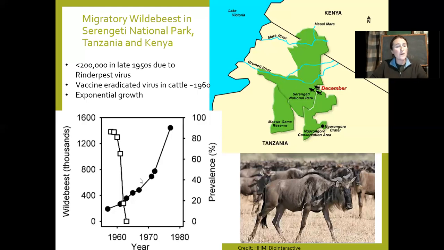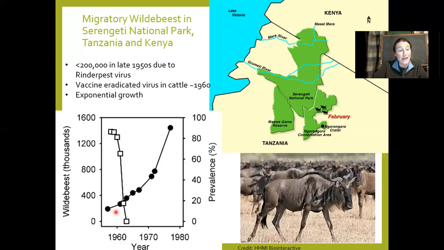And so when we take a look at this graph here, all right, so this graph right here, what we can see is a fairly low wildebeest population before the vaccine, okay? And once the vaccine was administered to the cattle, what we see is the number of infected wildebeest, so these are infected wildebeest, white squares, that prevalence is going to decline dramatically, and it's more or less eliminated by the mid-1960s.